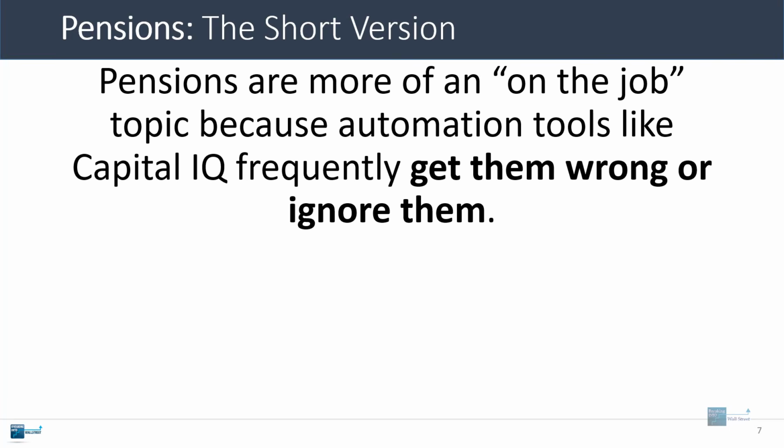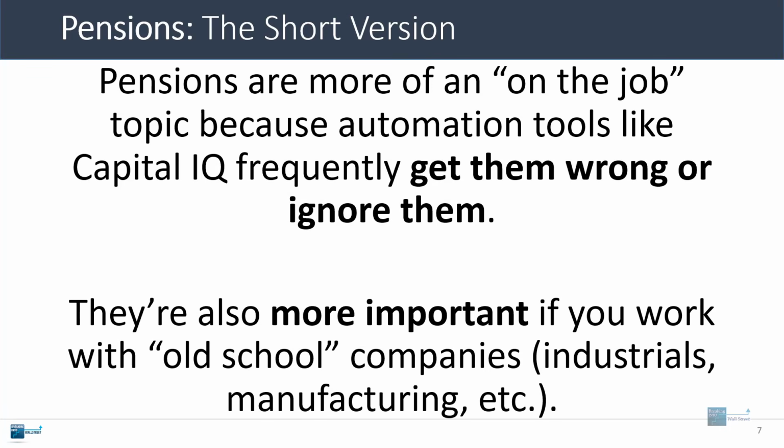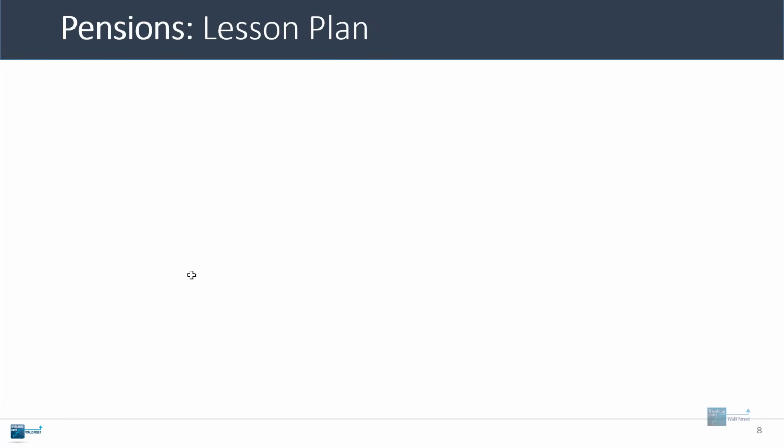Pensions are more of an on-the-job topic because automation tools and data tools like Capital IQ frequently get pensions completely wrong, or they just ignore them in the metrics and multiples. Pensions are also more important if you work with old school companies, such as those in the industrials or manufacturing or airline sectors.